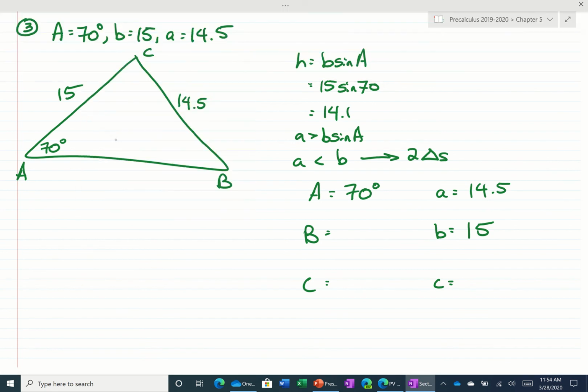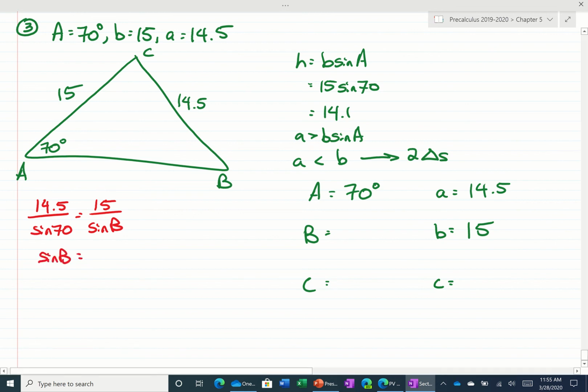So using the law of sines, I know that 14.5 over the sine of angle A is going to equal 15 over the sine of angle B. So I'm going to cross multiply and divide. 15 times the sine of 70 divided by 14.5. Make sure you close the parentheses. I'm getting the sine of angle B is equal to 0.972 whatever. And if you take the inverse sine of both sides, you get 76.4 degrees.